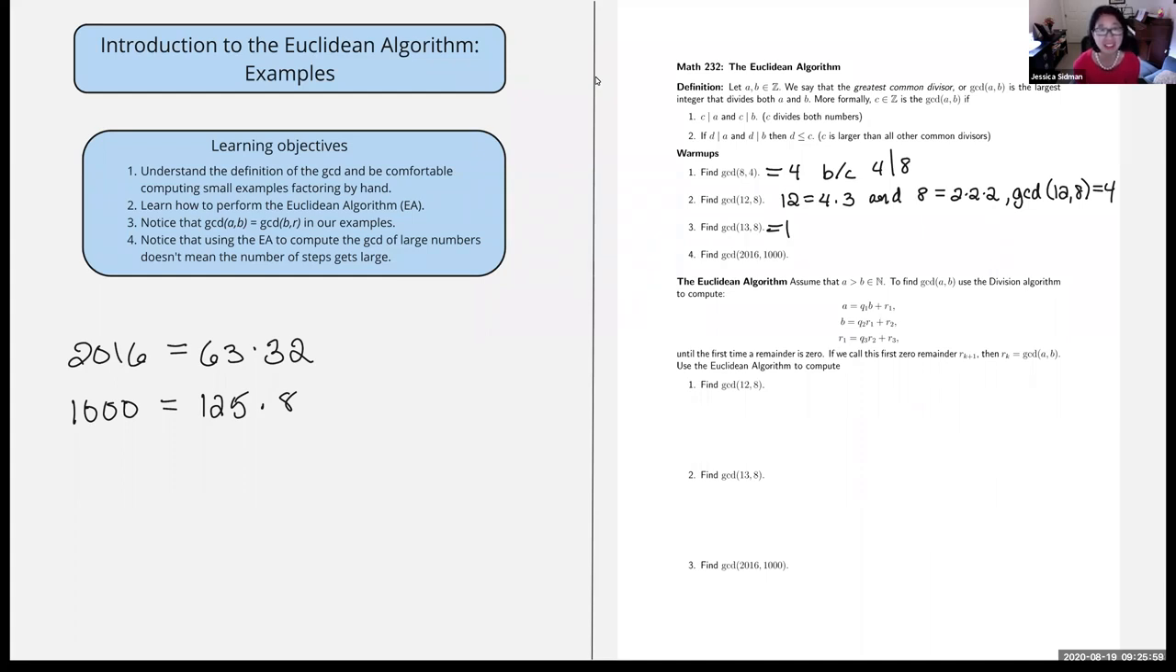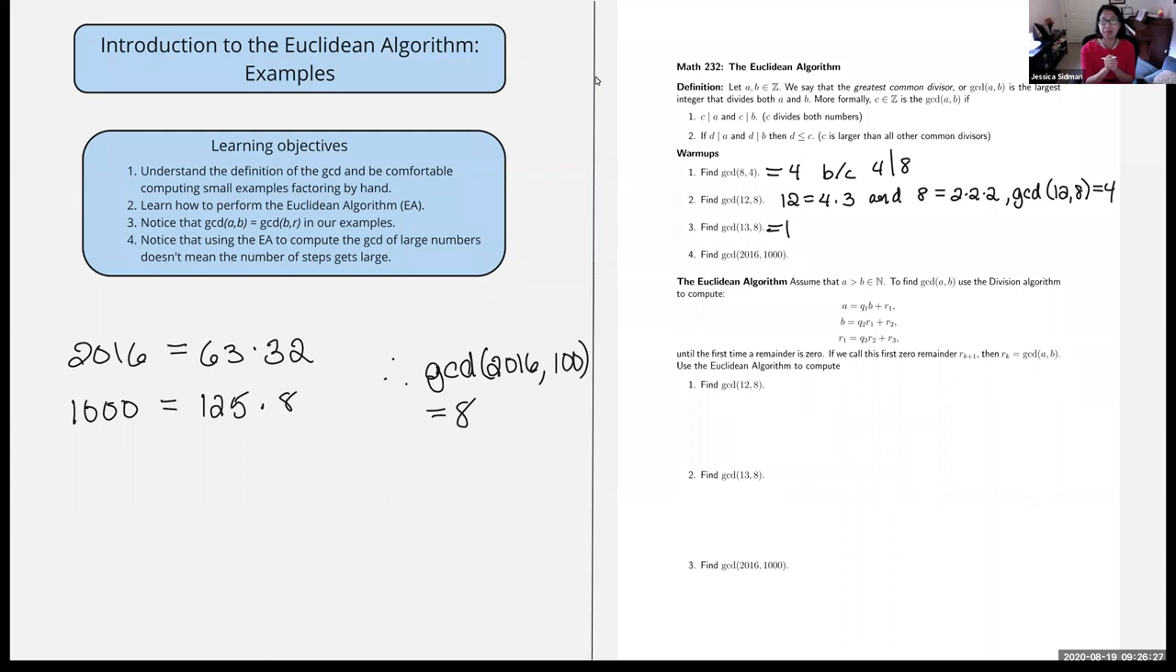So I think the greatest common factor here is going to be 8. Okay, so the GCD of 2016 and 1000 is equal to 8, right? And it's not that hard, but it probably did give you pause for a minute, right? And you went, whoa, okay, that I'm going to have to think about.